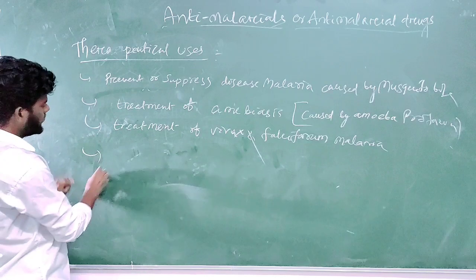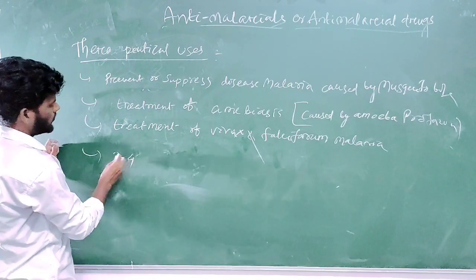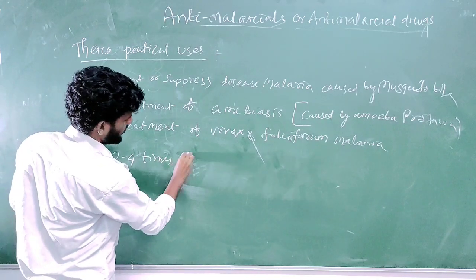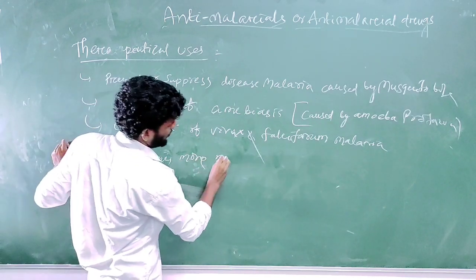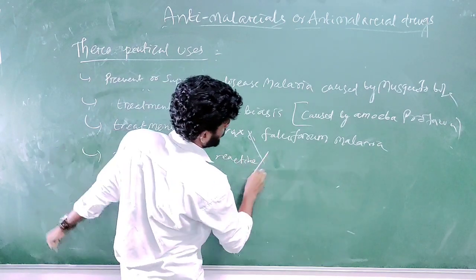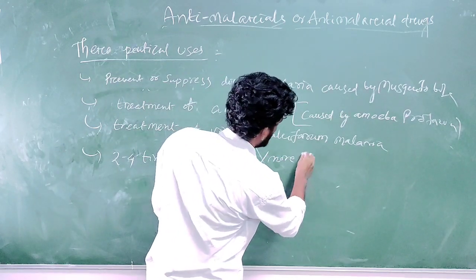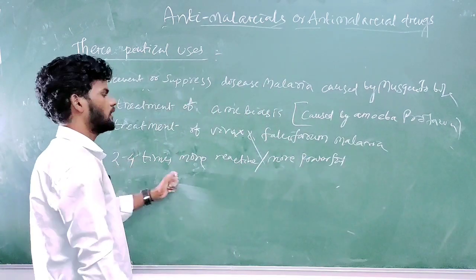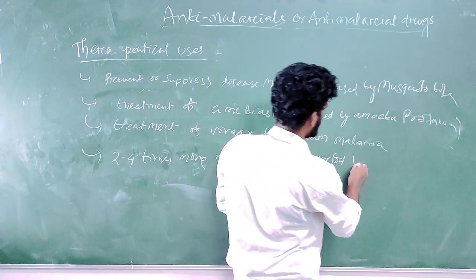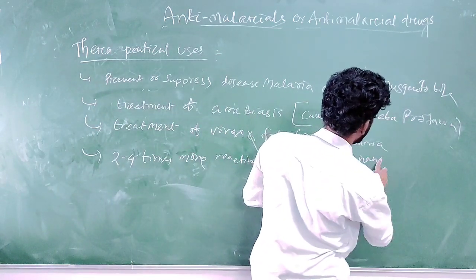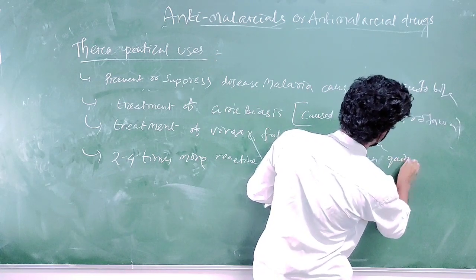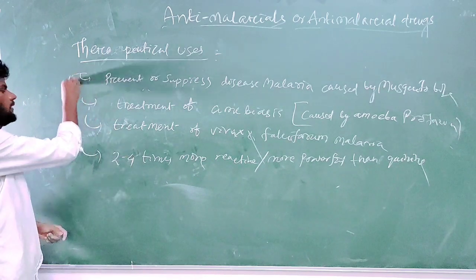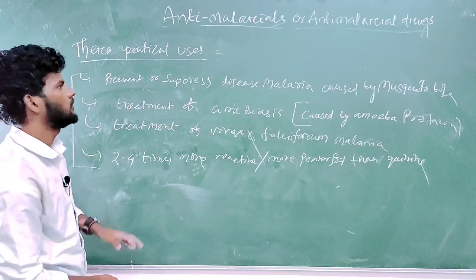Next, the drug chloroquine is 2 to 4 times more powerful than which drug? Quinine. Quinine is also a malaria drug. These are the therapeutical uses of the anti-malarial drug chloroquine.